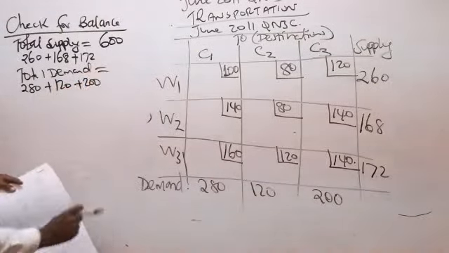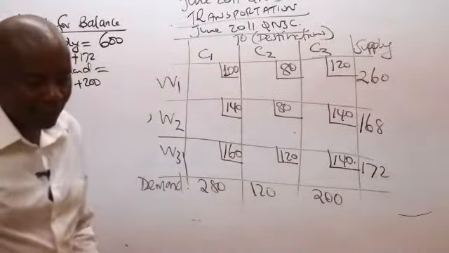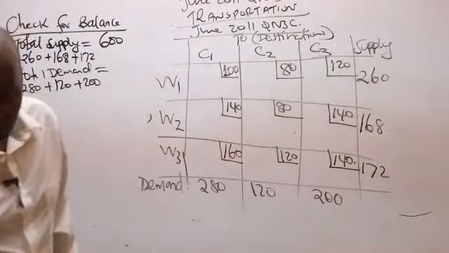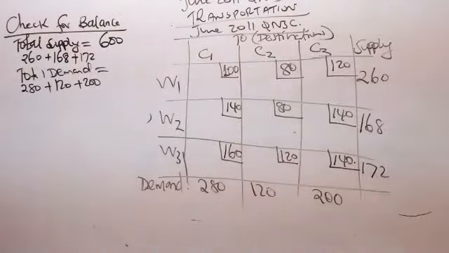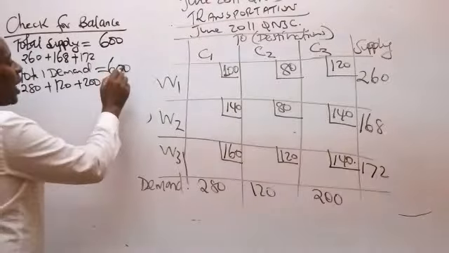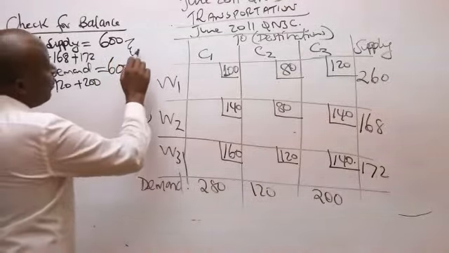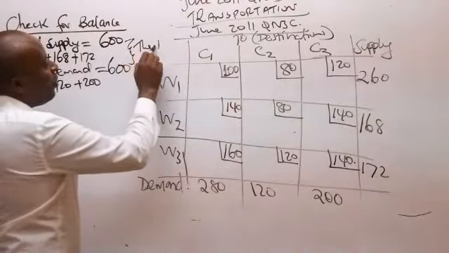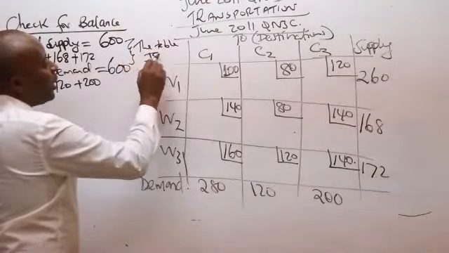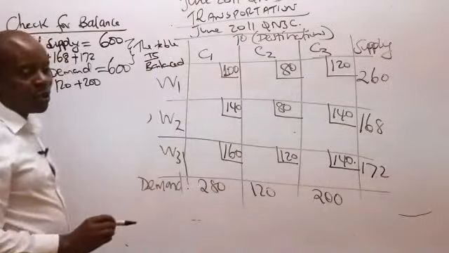So could you kindly give us this figure as our total demand? Again, Lucy is confirming that this one is giving me 600. So the two figures are the same. And if the two figures are the same, of course, we say that the table is balanced, and therefore we are not going to introduce any dummy.